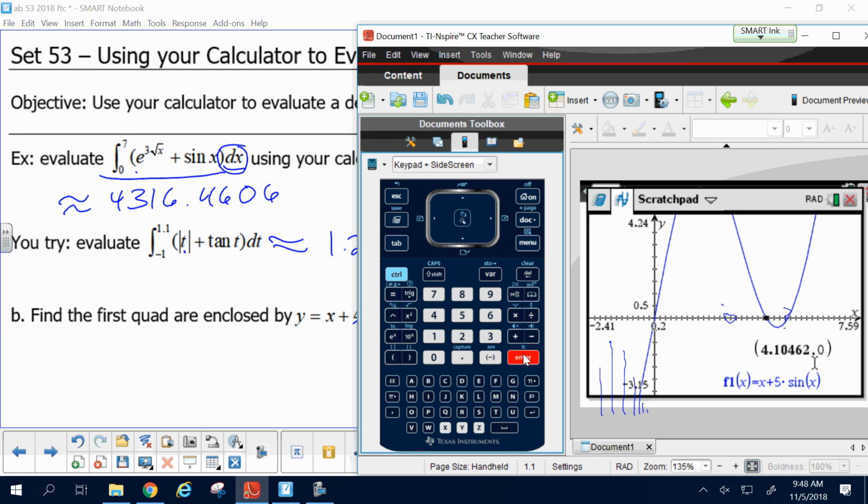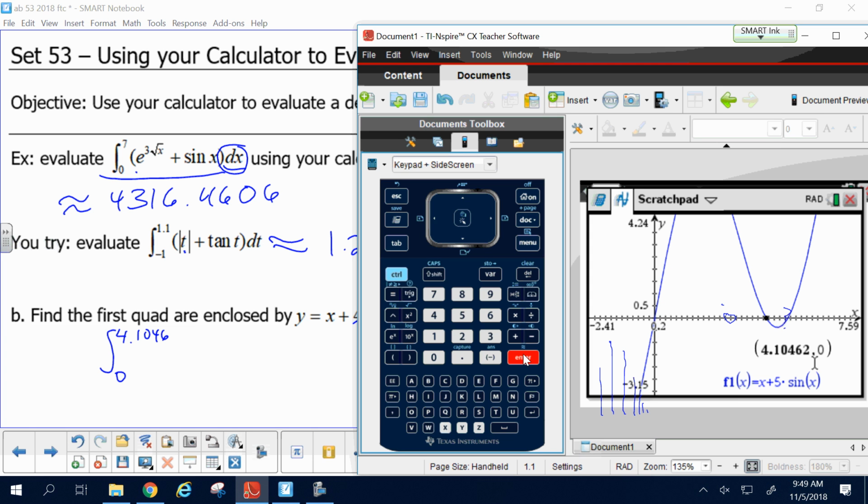4.10462 is stored to A now. You with me so far? Okay, now I want to make the area calculation. I'm going to go from 0 to 4.1046, or 104, but in my mind I'm going to really use A, not the rounded version. You with me?